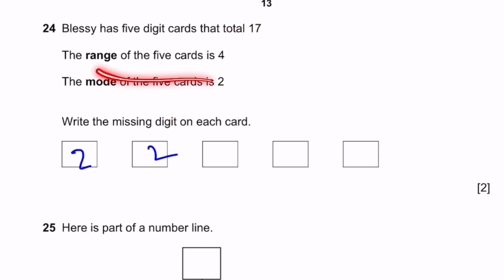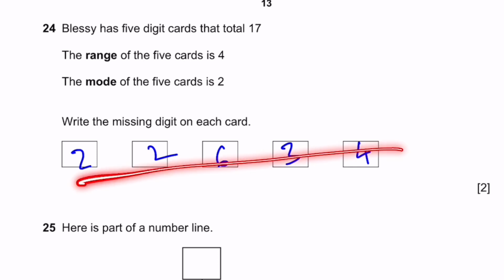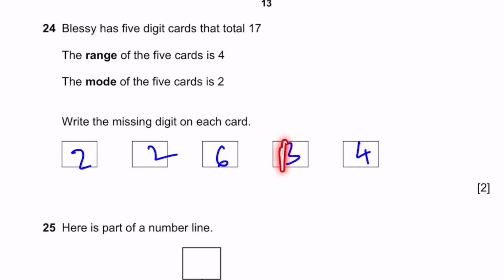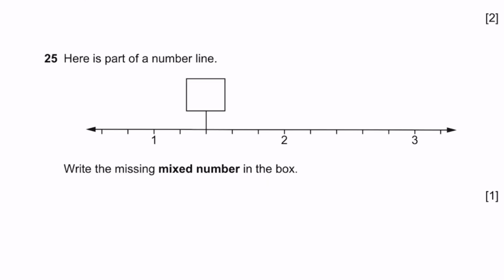Now if the range is 4, probably the largest one is going to be 6. Because 6 minus 2, 4, and 4 is actually our range. And now we have 10 total. And now for the other 2 cards, we can write 3 and 4, or we can write 2 and 5 in any position. I'm going to just write 3 and 4. Because when we add them up, we get 17. That's what we want. But we cannot write 1 and 6 because 1 is less than 2 then. And that means the range will be 6 minus 1, which is 5. We don't want that. Question 25.